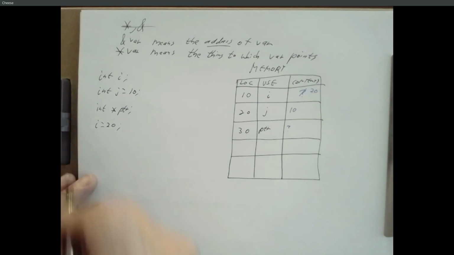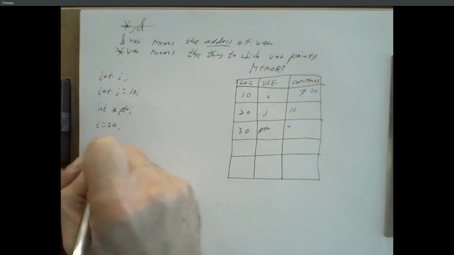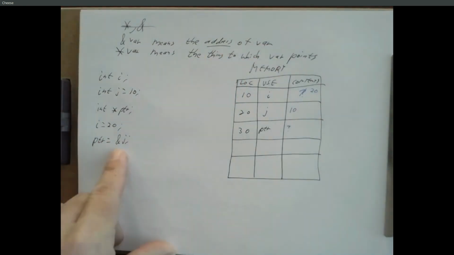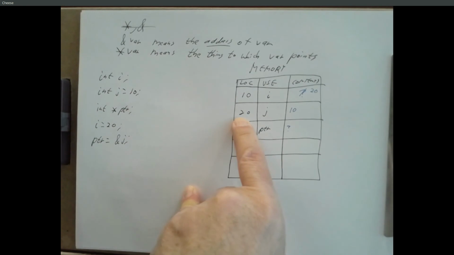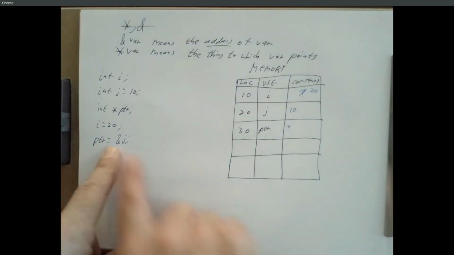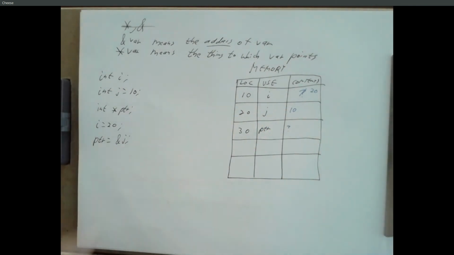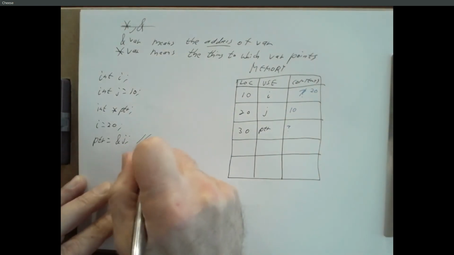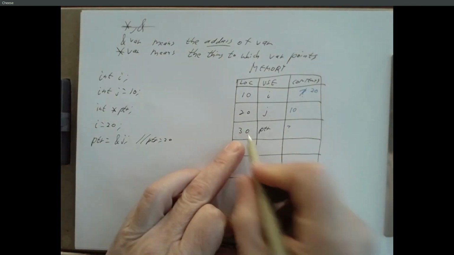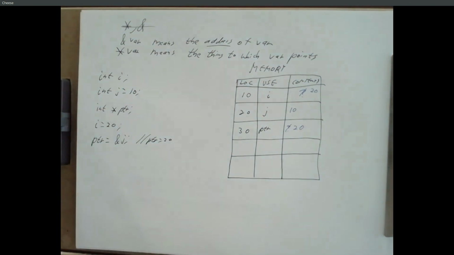So now let's do something like PTR equals address of J, ampersand J. So ampersand variable means the address of the variable. So we're asking for the address of J. Where is J stored in memory? J is stored at location 20. The fact that it's got a 10 stored there doesn't affect anything. We're asking for the address of J, that's a 20. So this basically says pointer equals 20. So pointer is stored here at location 30, so that writes a 20 right here.